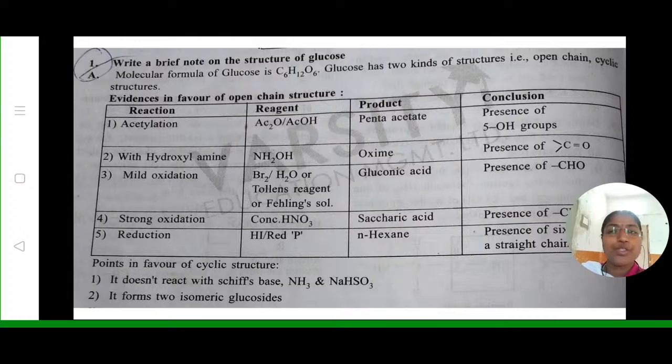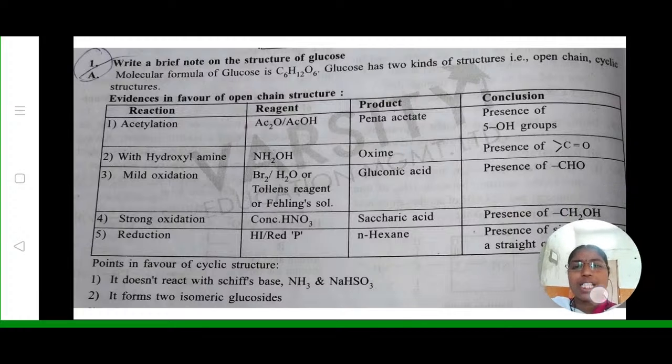And the fourth one is strong oxidation. For strong oxidation we are using concentrated HNO3, concentrated nitric acid. The product is saccharic acid. It concludes the presence of CH2OH. CH2OH is the conclusion of the strong oxidation with concentrated nitric acid.